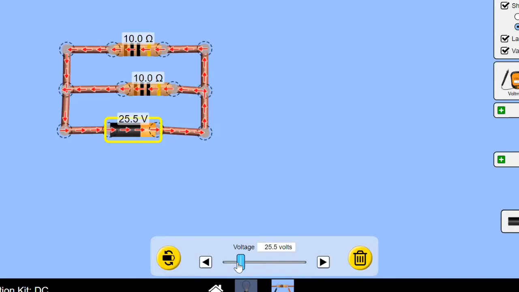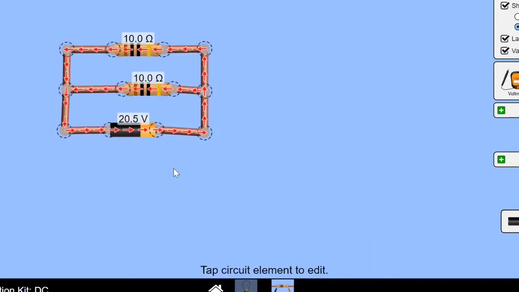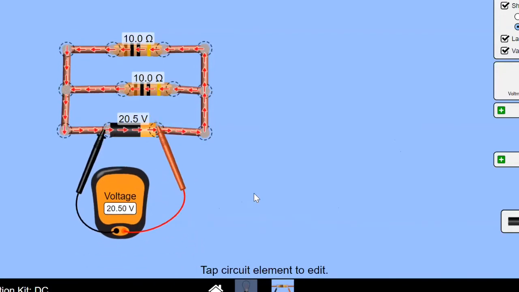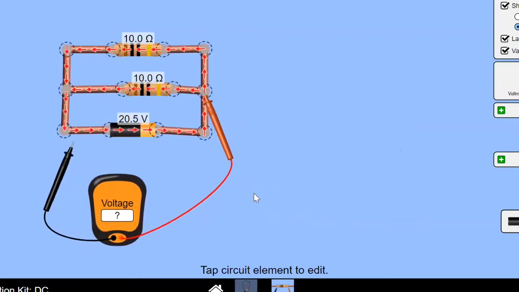I increase it to 20.5 volts. Okay. And right now I want to see what's the voltage here and see Kirchhoff's voltage law. So I pick up a voltmeter and measure the voltage of our battery, and then I change this one. I want to measure the amount of voltage across the first resistor, this resistor, and again, you see it's equal to V total.